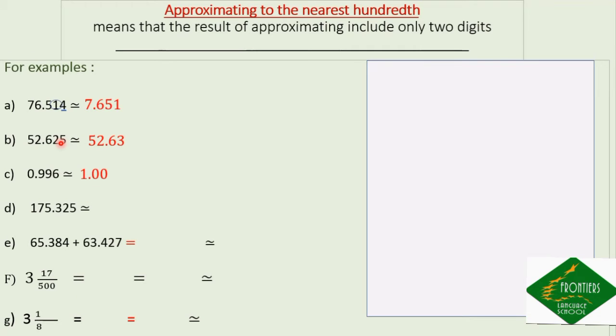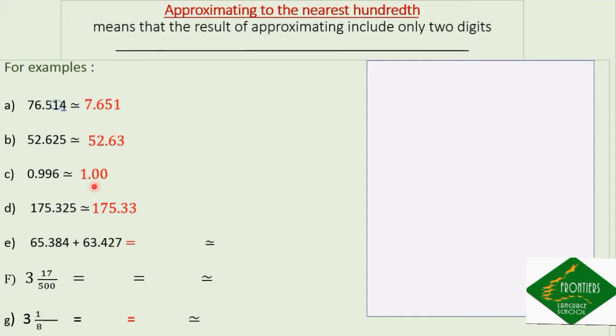Letter C, 0.996. We underline 6 and circle 9. 6 is rich, so it will give 1 to 9. So 9 will be 10. So we put here 0 and carry up 1. So here will be 0 and carry up 1 here. So 0 will be 1. So it will be 1.00.